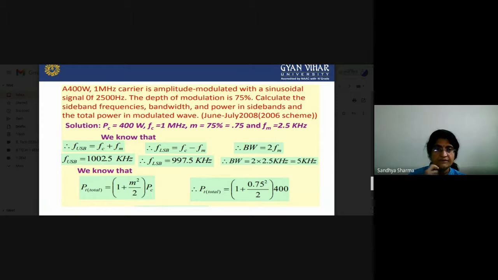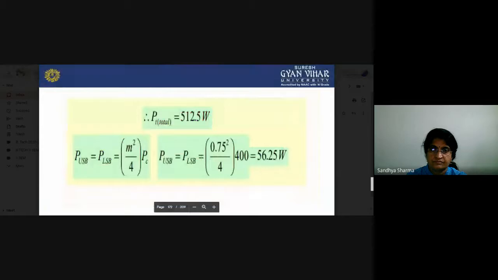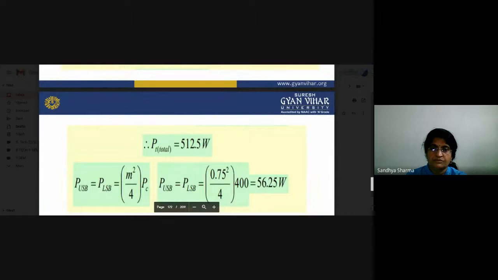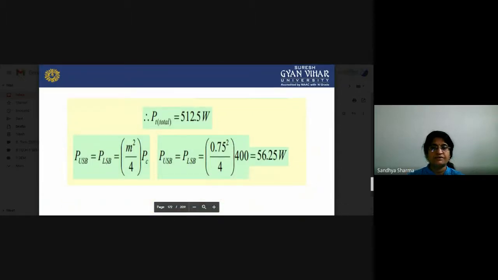We don't have the total transmitted power, so we have to calculate it, and by using this formula we can calculate the total transmitted power. So this is the total transmitted power. Now you can also calculate the power in the upper sideband and the power in the lower sideband, and the formula is equal to m square by 4 into PC. By using these equations, we get 26.25 watt sideband power.